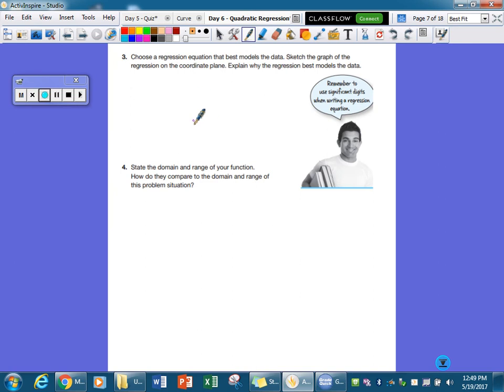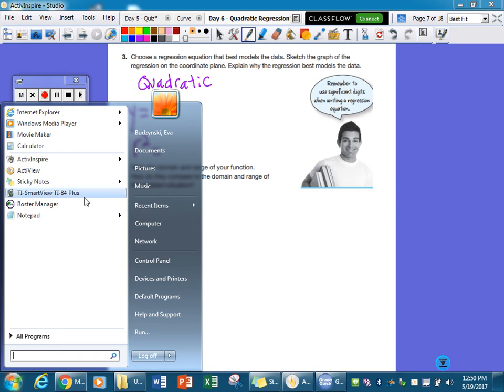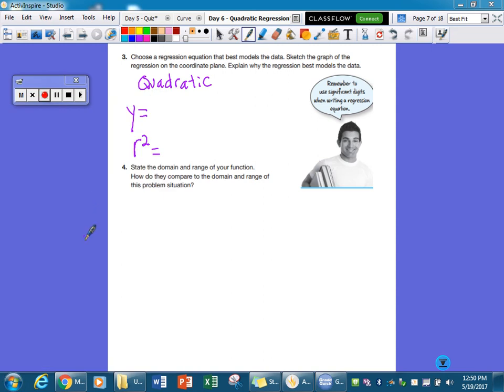It says choose a regression equation that best models, sketch the graph of the regression on the coordinate plane, and explain why the regression model is best. So we already know that quadratic is best, because that's what we're focusing on today. And we also know it based on the shape and based on the numbers that our table showed. So we need to find the y equals our equation, and we're also going to find the r squared while we're at it. So we're going to go to our calculator. Give me a second to pull mine up.